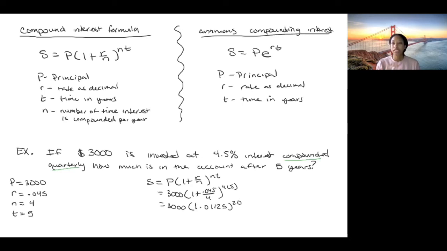So now hopefully you can see that this is an exponential function. The base is 1.01125. The C value would be 3,000. So you start with $3,000 and then it grows after that. All right, let's put this into our calculators. 3,000 times 1 plus 0.045 over 4 raised to the 20th power. After 5 years, we'd end up with $3,752. And since we're dealing with money, we'll round to 2 decimal places, 25 cents.